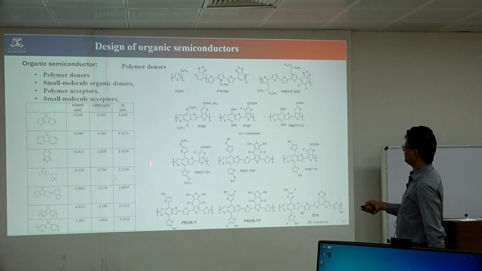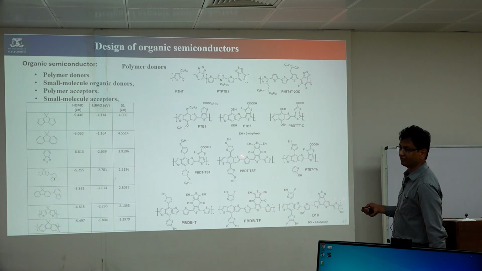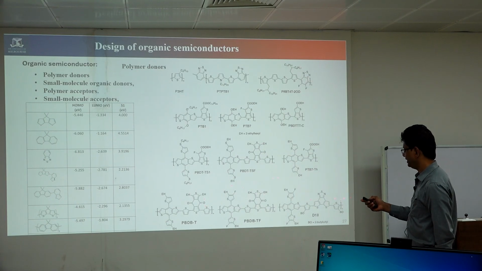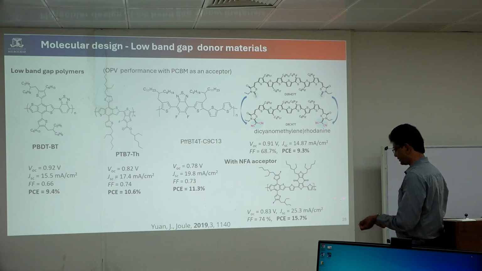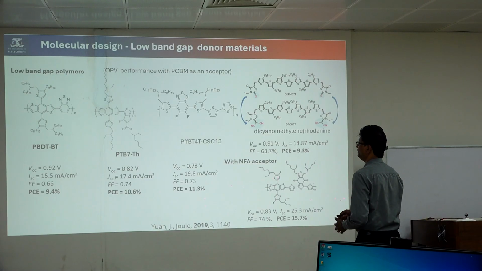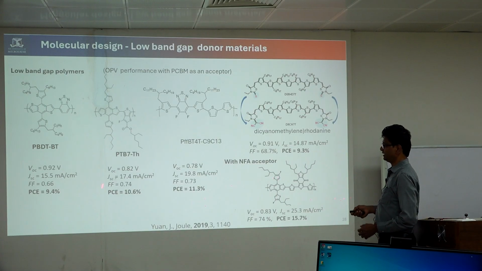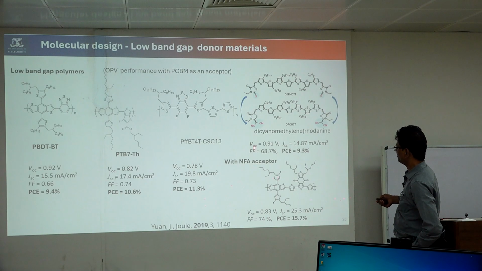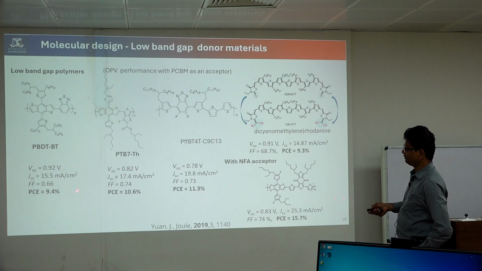So this is the library of different donor-acceptor materials reported in the literature. This one has different types of device performance. And this will give you some of the donor-acceptor materials and the corresponding device performance. These are all OPV power conversion efficiencies, 9.4.